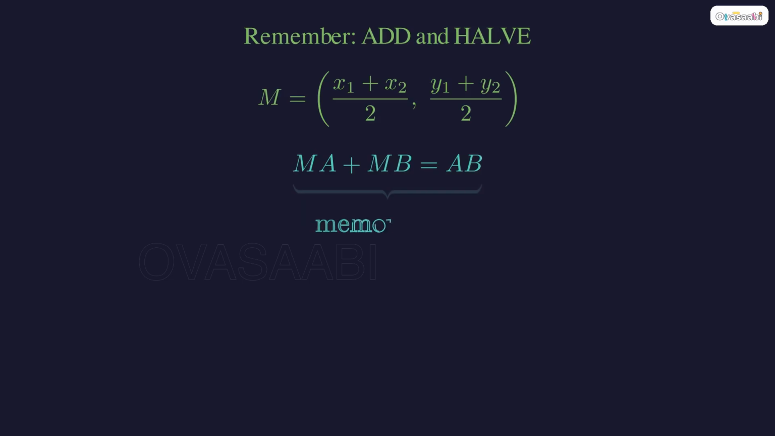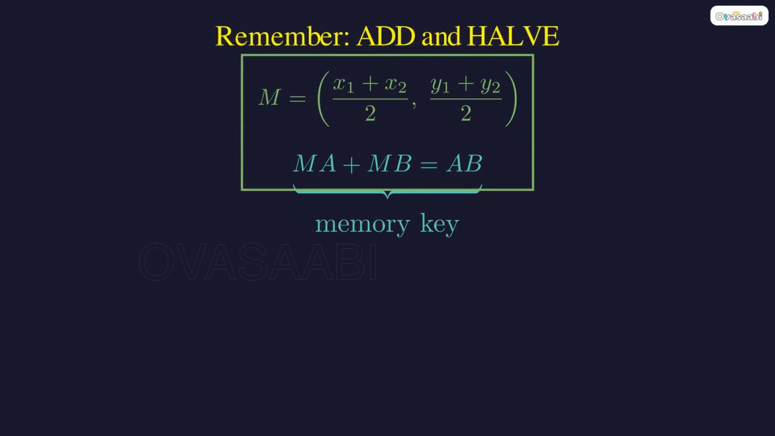Remember this phrase, ADD and halve. Add the coordinates, then halve them. And never forget, MA plus MB always equals AB. That's our memory key.